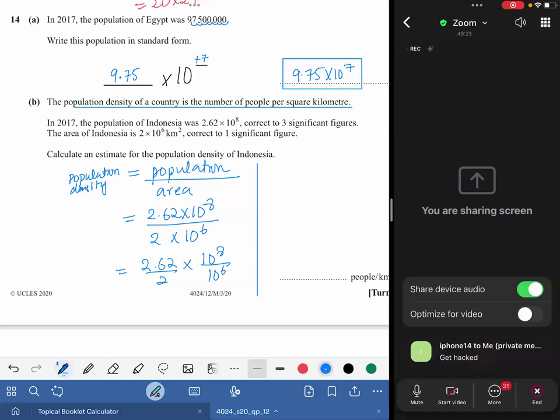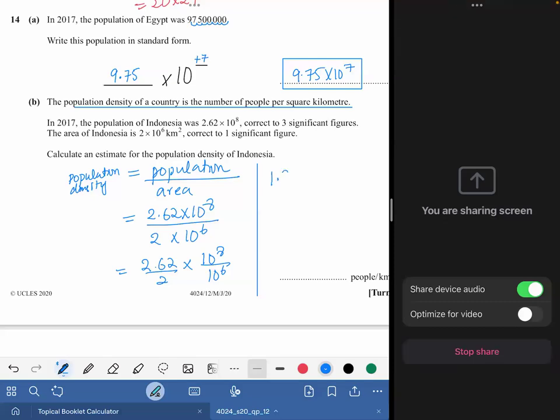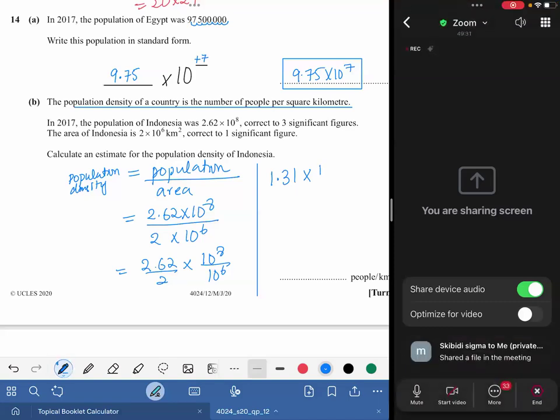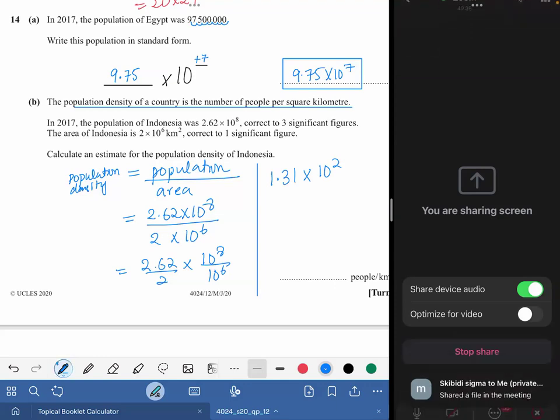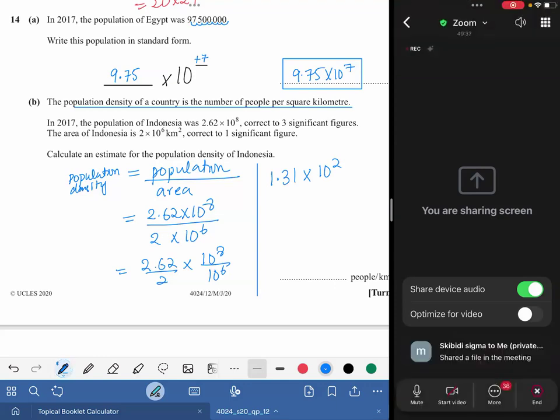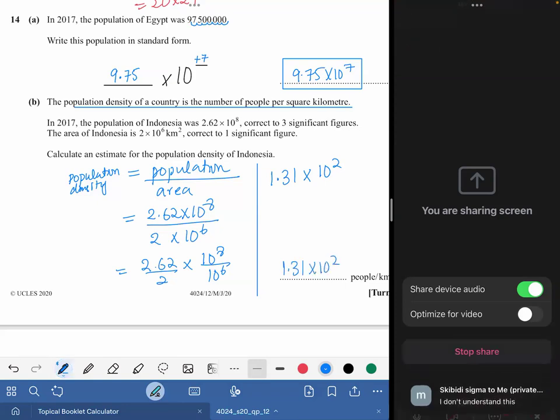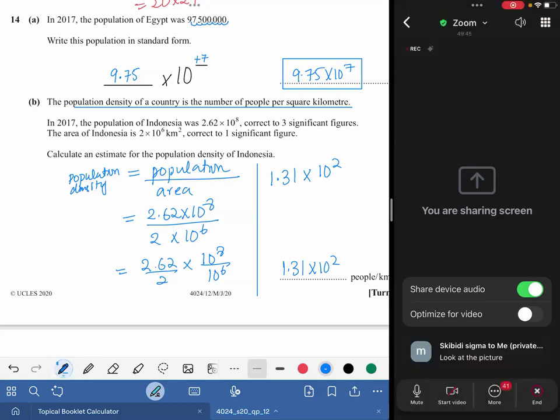So what is half of 2.62? It is 1.31. Multiply with 10 power 8 minus 10 power 6, upper minus lower, which is 10 power 2. So that is the final answer: 1.31 multiplied with 10 square. So that is the estimate for the population density of Indonesia.